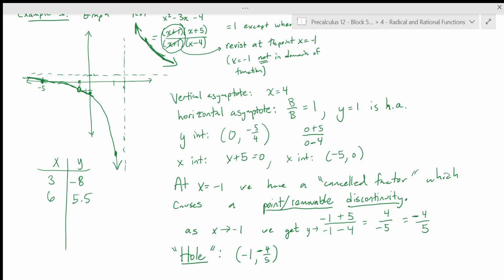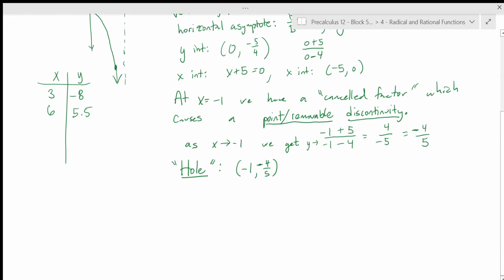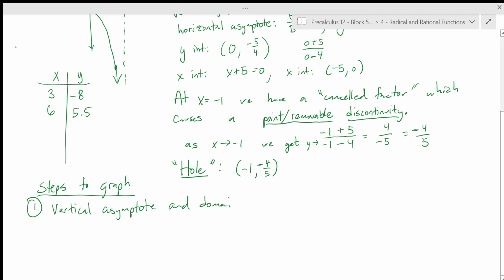Okay, so let's just summarize what the steps are. Step 1, we find our vertical asymptote and domain. Step 2, we find our horizontal asymptotes. Just our one, generally these will only have one horizontal asymptote. Remember, you can cross through the horizontal asymptote. You can only cross the x-axis at an x-intercept. So we're going to find the x and y intercepts.